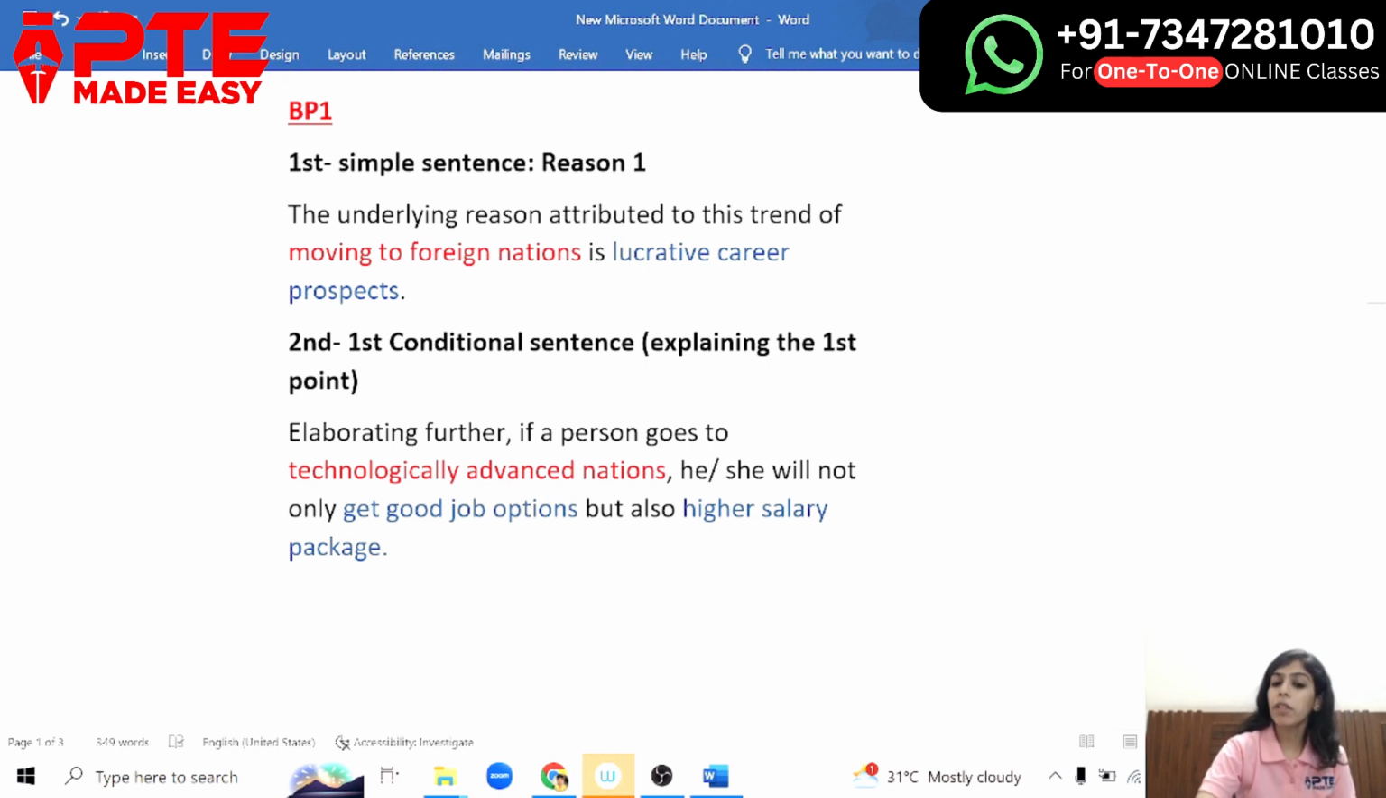Okay. Then we are going to add first conditional sentence. We are going to explain the first reason. Elaborating further. Simply use the same words. If a person goes to technologically advanced nations, we have used this synonym for developed nations, technologically advanced nations, he or she will not only get good job options, better career opportunities, but also higher salary packages. Okay, that's what we are writing, good job options, but also higher salary package. We can also write packages here.